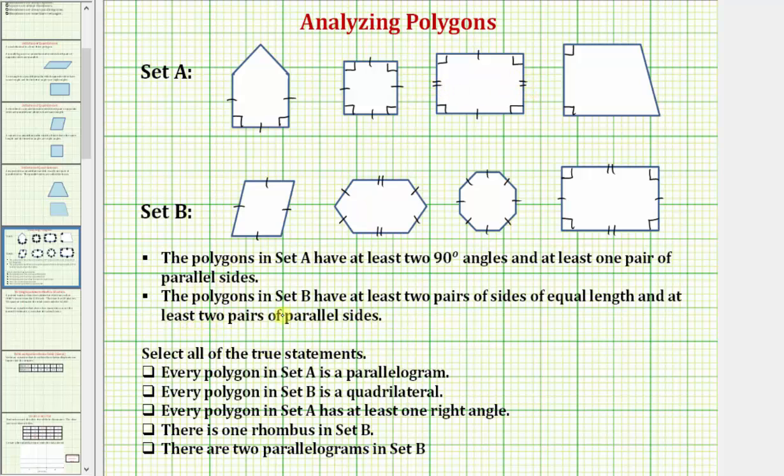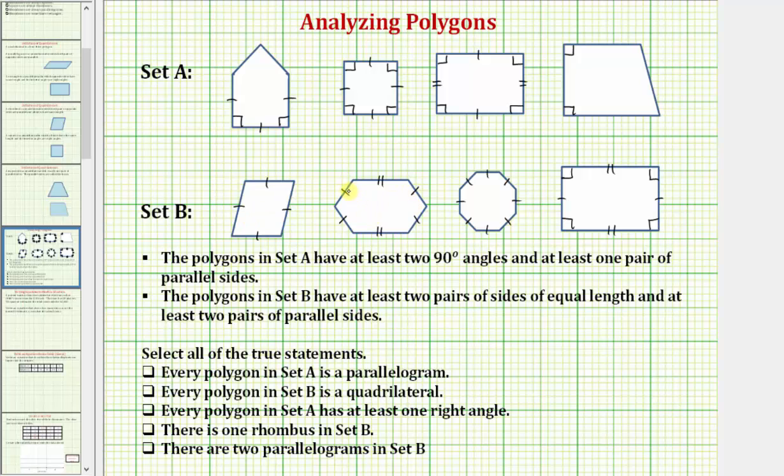We're also told the polygons in set B, this set here, have at least two pairs of sides of equal length and at least two pairs of parallel sides. So again, these polygons here have at least two pairs of sides of equal length and at least two pairs of parallel sides. And again, we're also given additional information about the lengths of the sides based upon the tick marks. So here all four sides have the same length.